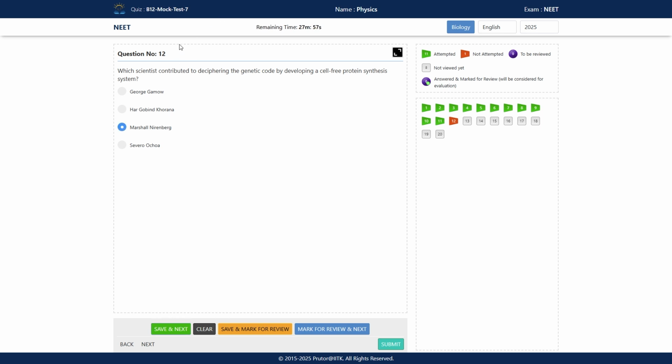Okay, Marshall Nirenberg is the correct answer. Okay, so he created a cell-free protein synthesis system. And with the help of the system, he was able to decipher the genetic code.